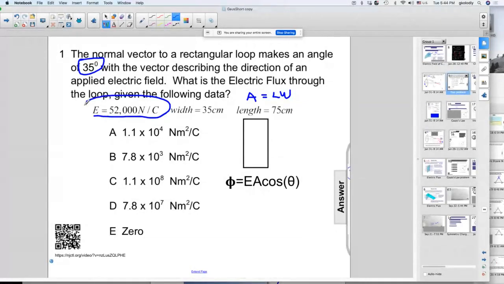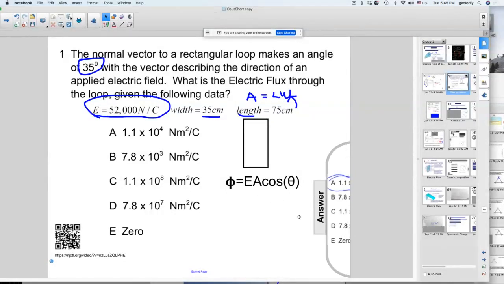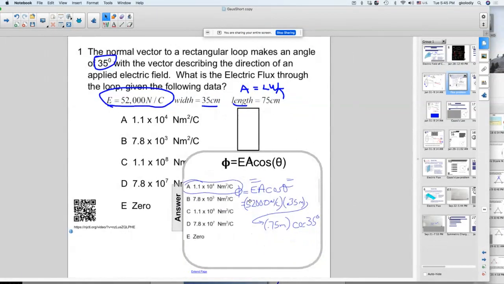E is 52,000. Length and width will give you the area over here. Okay, so the calculations, if you do that, here's the calculations. 52,000 times 7.75 times the cosine of 35 degrees gives you this answer.